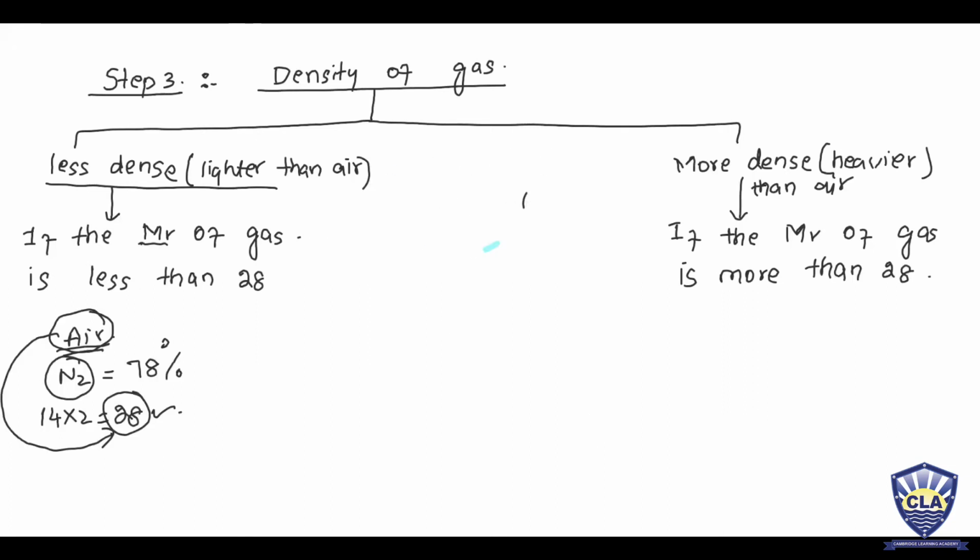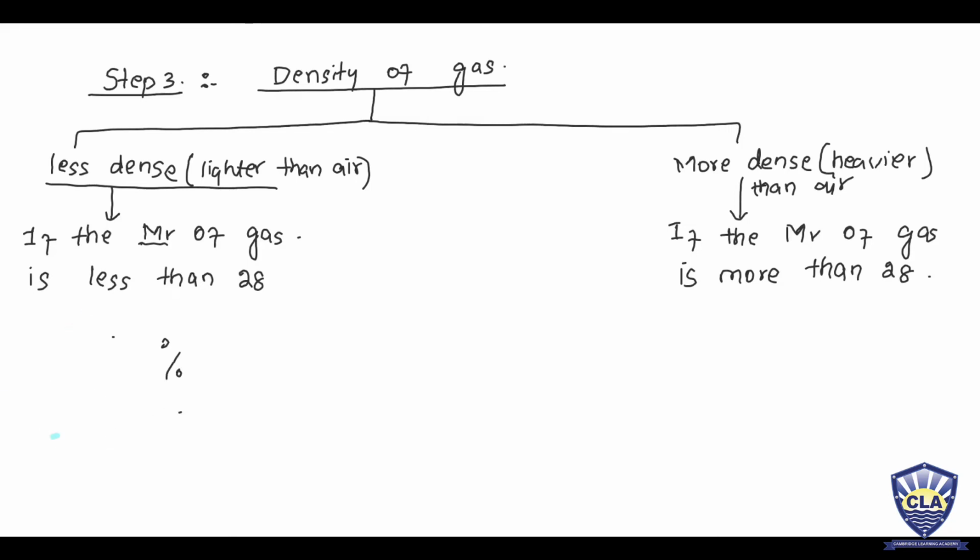Okay, my dear students. So if your gas is soluble in water, then you have to collect it by having a look at the density of the gas. The gas could be less dense than air, or it could be more dense than air. Air has the MR 28. So if the gas is lighter or less dense than air, then you have to collect it by upward delivery.